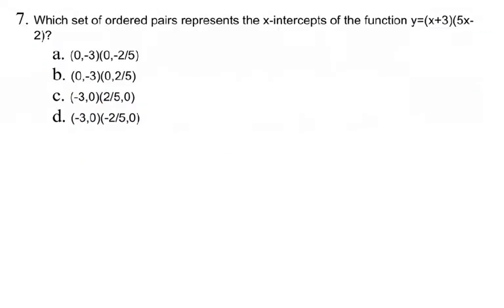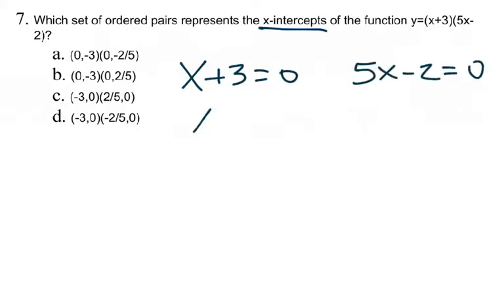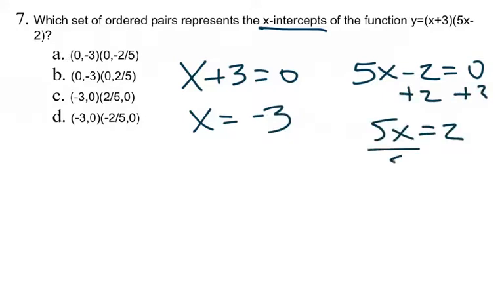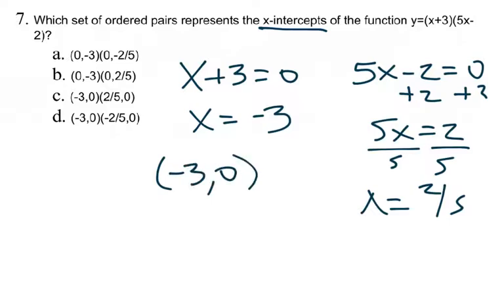Okay. Which set of ordered pairs represents the x-intercepts of the function? So it's kind of like that last one. It's already in factored form. All I got to do is set the factors equal to 0. So x equals negative 3. Add 2 to both sides. 5x equals 2. Divide by 5. X equals 2/5. Remember, in order to be an x-intercept, the x-coordinate is a number and the y-coordinate is 0. So that's why I'm going to choose C.